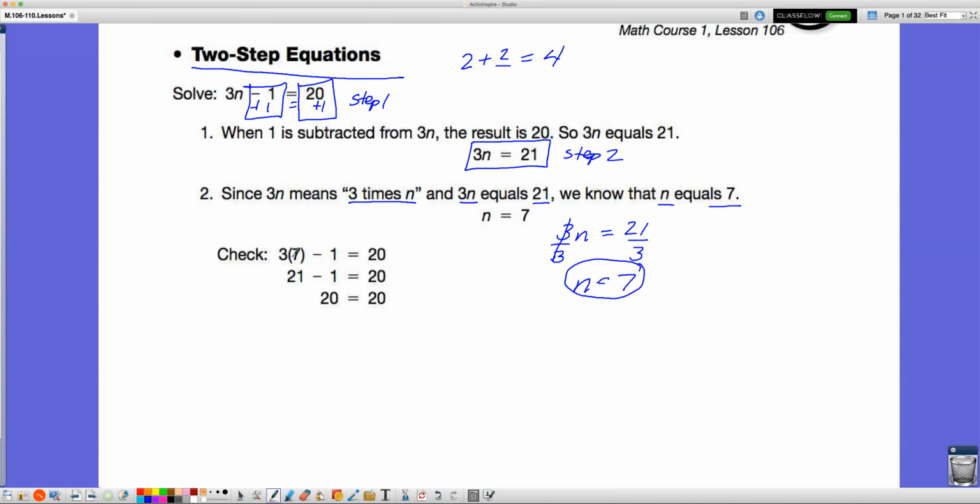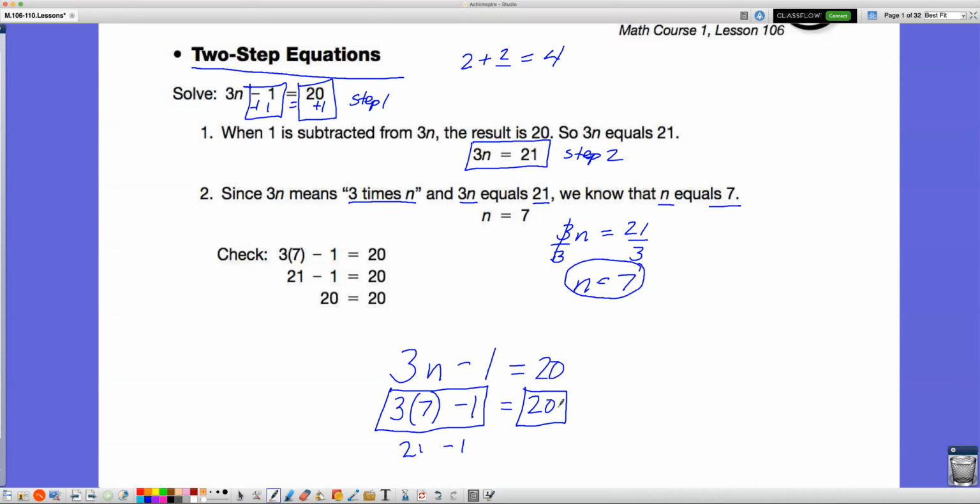You can check by substitution. All you have to do is plug that value of n back into the original equation. The original equation was 3n minus 1 equals 20. If I plug in the value of n, which we now know is 7, 3 times 7 minus 1 equals 20. If we check it, this side should be the same as this side. If I do this multiplication, I get 21 minus 1. And yes, that's 20. So this side equals this side, and it is true.